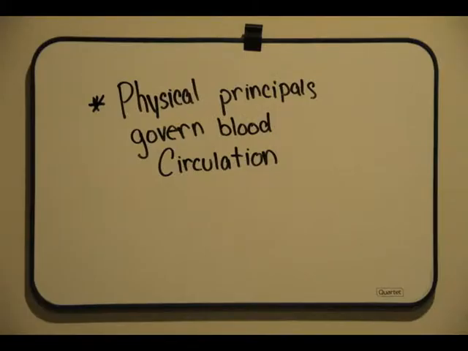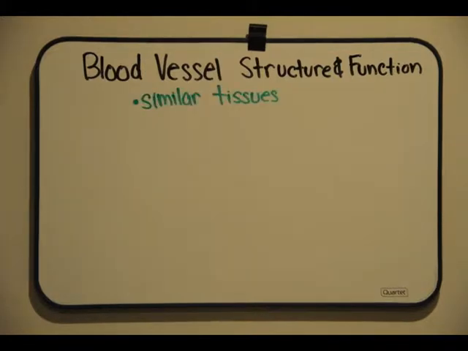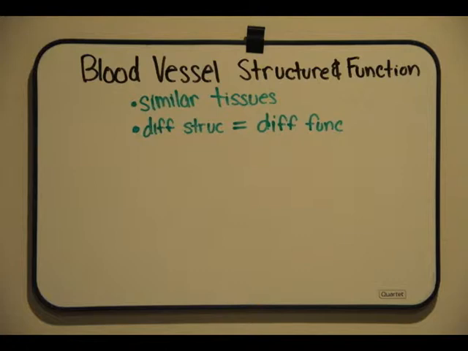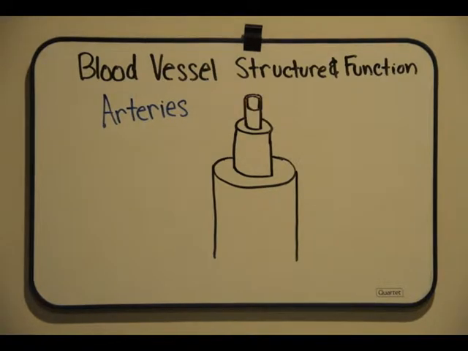Physical principles govern blood circulation. Blood vessel structure and function. All blood vessels are composed of similar tissues. Different structures between blood vessels specify their functions. Remember, structure dictates function. Arteries have, from outer layer to inner layer, A.